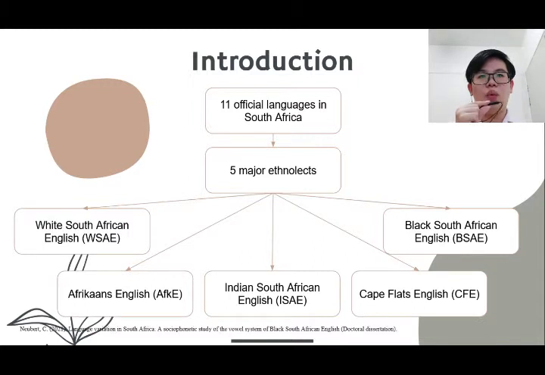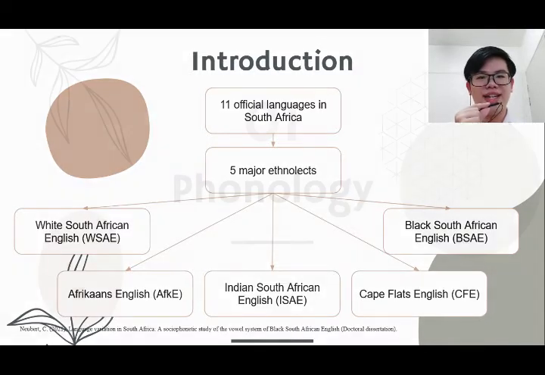The largest and most widely used ethnolect is Black South African English, or BSAE, which is used by the largest ethnic group in South Africa. It refers to the second language, which is used by the largest ethnic group in South Africa, where the variety of speakers whose mother tongue is one of the Bantu languages which are indigenous to South Africa. This presentation will cover the phonological, syntactic, and lexical linguistic variations found in South African English.